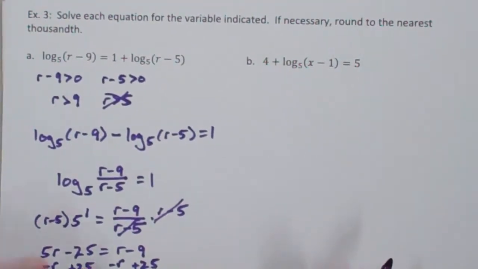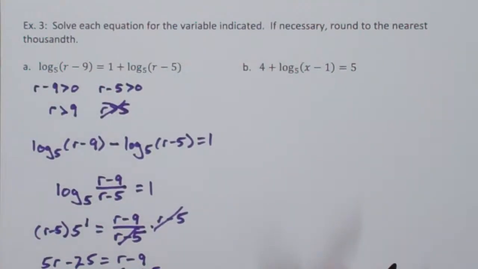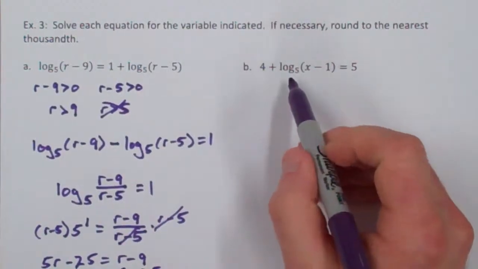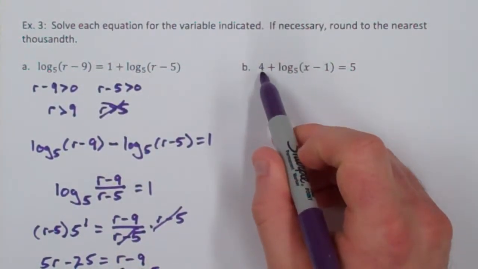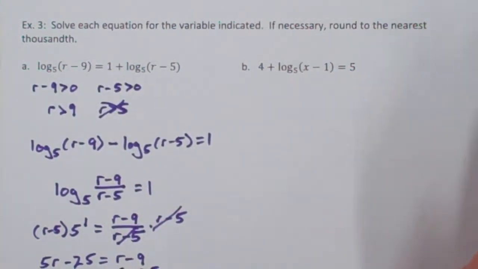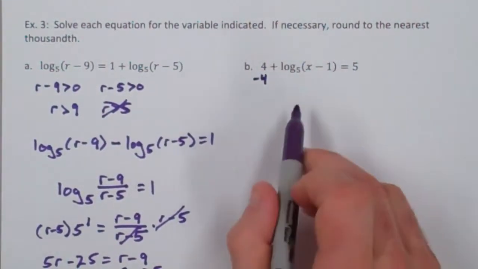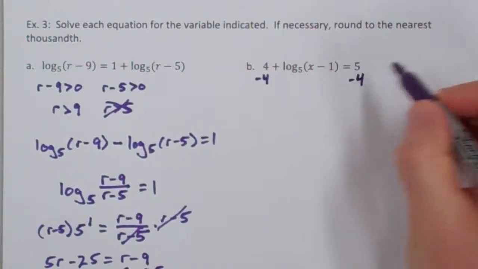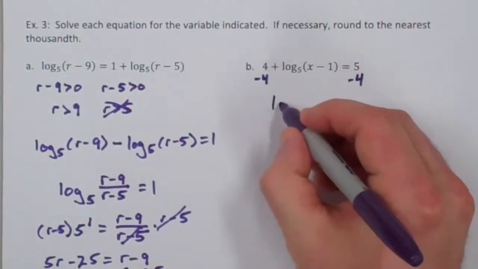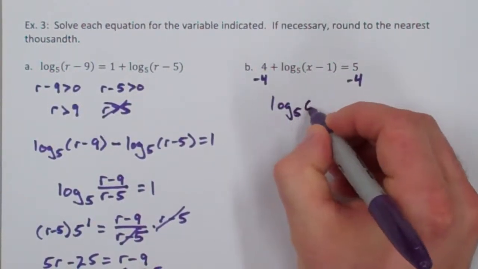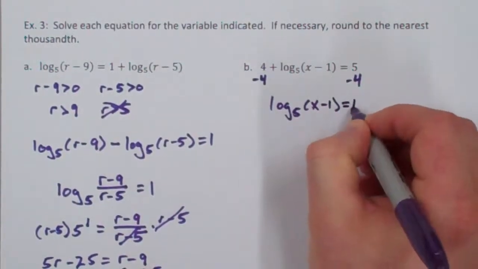We're going to take a look at the one on the right hand side now, and this one, instead of having two logs, we just have a number here on the left and a number here on the right. So in this case, I think it's going to work out best if we just get the logarithm on its own on one side. We need to get rid of this 4 to do that. So this is log base 5 of x minus 1 is equal to 1.